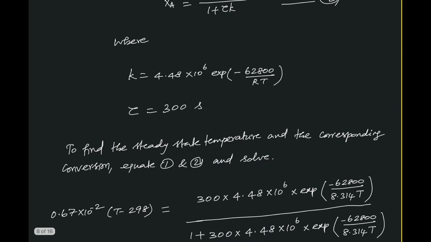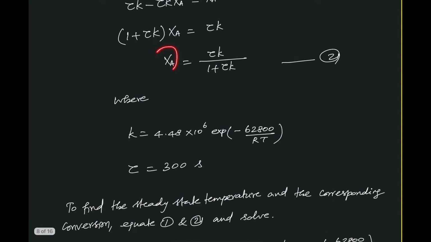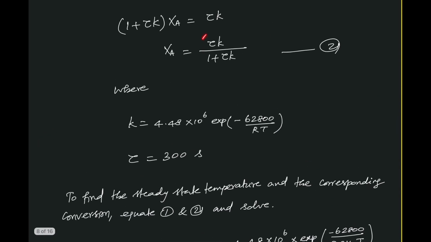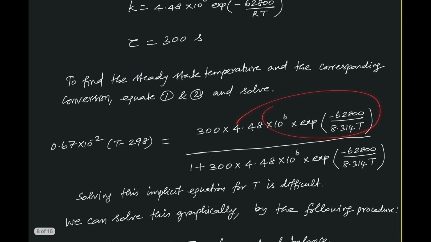We can equate these two equations. Which equation? This xa. We can substitute for xa from the energy balance, which is available as a function of temperature. So this is written here, and the right hand side is tau k by 1 plus tau k. K you can write as a function of temperature, which is already available.